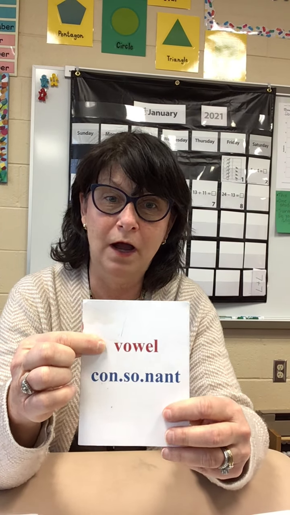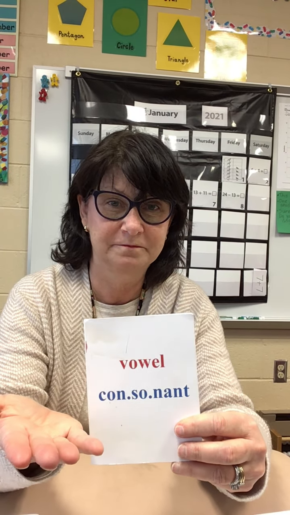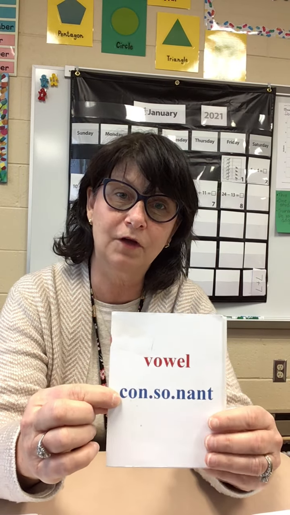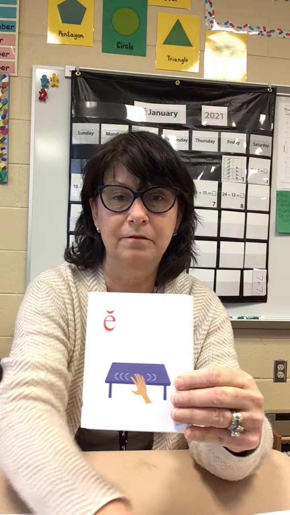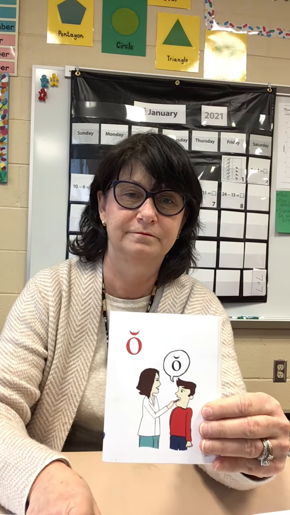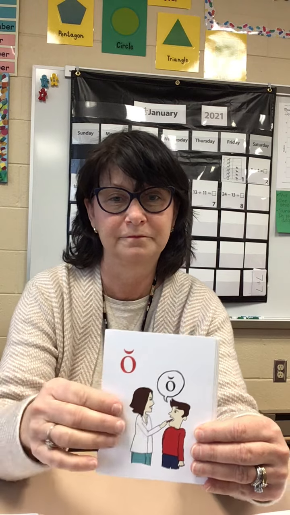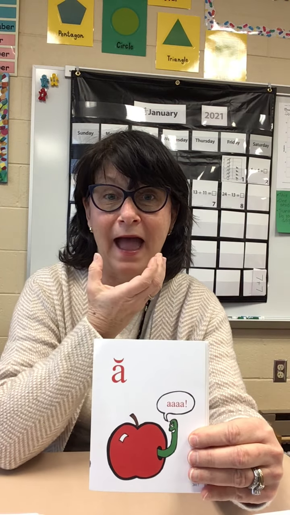A vowel is A, E, I, O, U, and sometimes Y. A consonant is all other letters. I, these are the short vowels. E, A. Very good. And now we are going to do both vowel sounds.